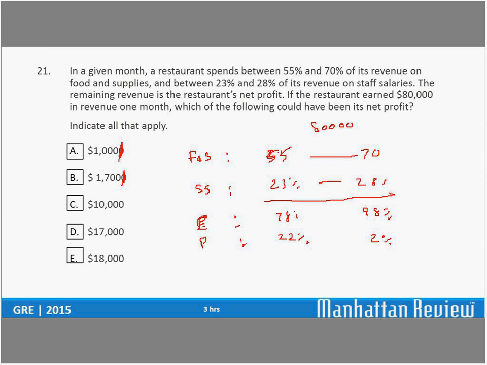So what is 2% of 80,000? It is 1600. Of this, 22% is 16,000 plus 1600, which is 17,600. So the profit would be between 1600 and 17,600. So the answers could be B, C, and D.